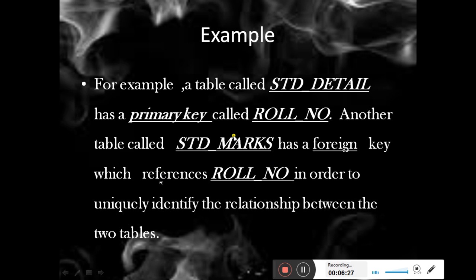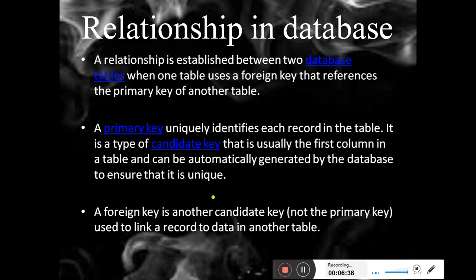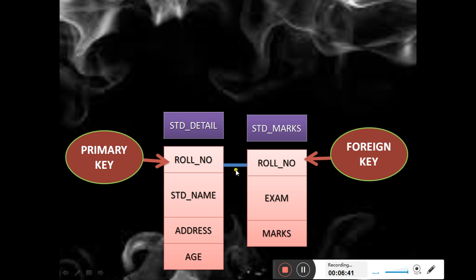Okay, which refers to the roll number, in order to uniquely identify the relationship between the tables. See here, in this table, a foreign key roll number refers to the primary key roll number of this table. So this is what uniquely identifies it. And this is not unique identification, because you can repeat the roll numbers in this table.